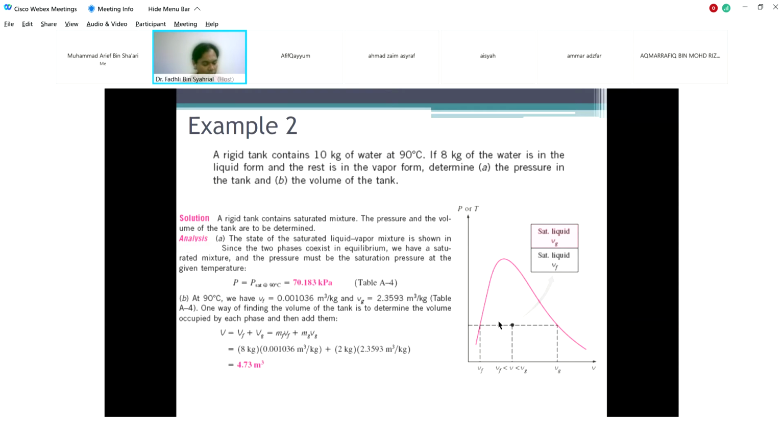Then put the point. The point is located somewhere in this region and must be on the same temperature line. For example here, this is the temperature constant line, so somewhere in this region. After that, draw a straight line from the point to the v-axis.